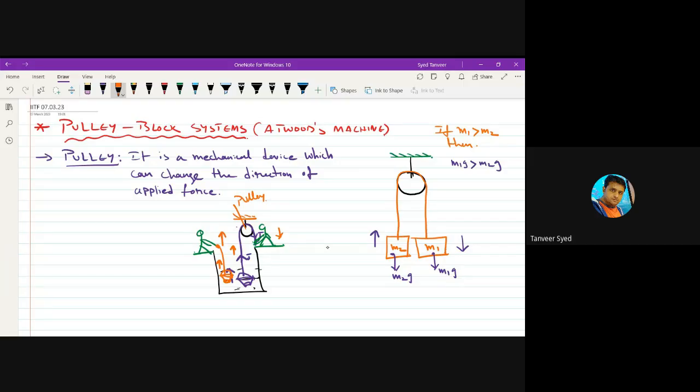Or it can also be like this. Let us say this is a horizontal surface.